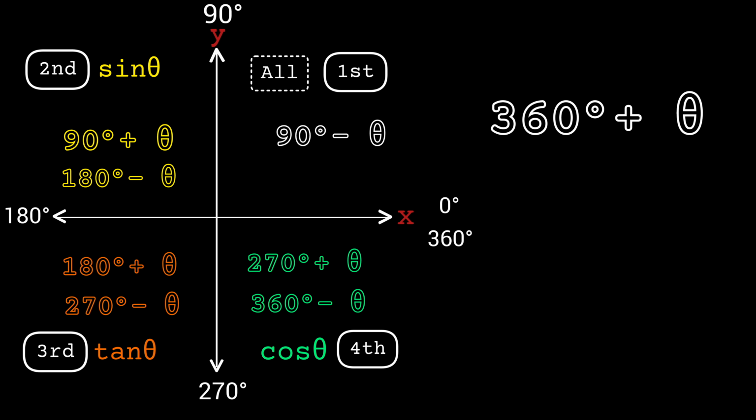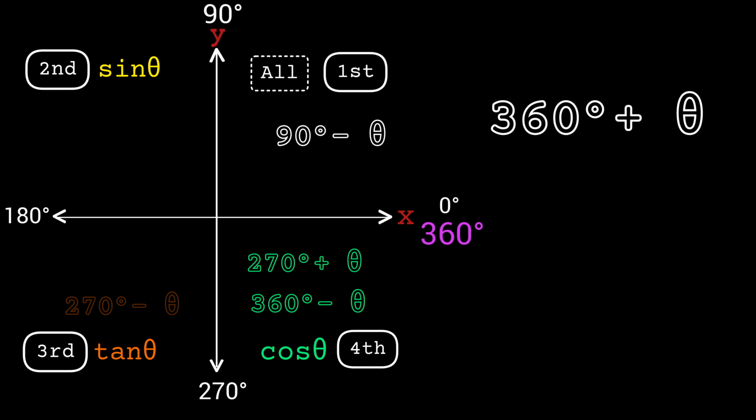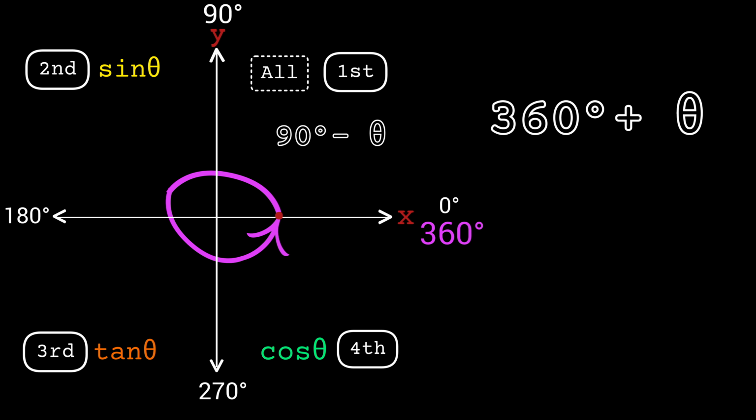Now let's talk about 360 degrees plus theta. 360 degrees is a full rotation from the positive x-axis all the way around back to the positive x-axis. Adding theta to 360 degrees means that you are doing one full rotation plus an extra angle. So it is like going all the way around once and then going further by a specific angle.